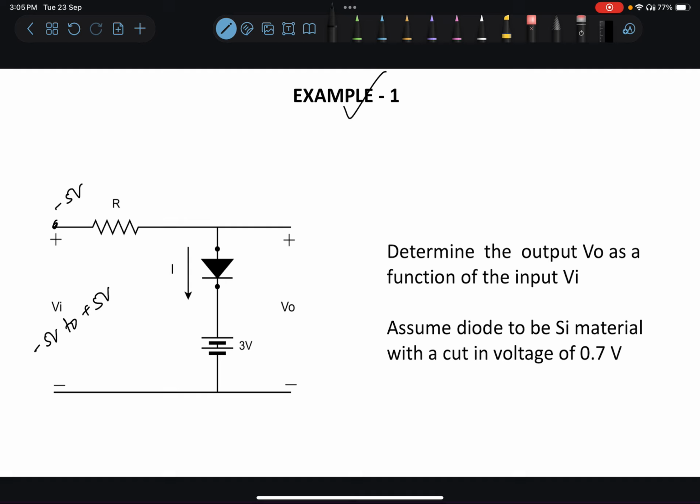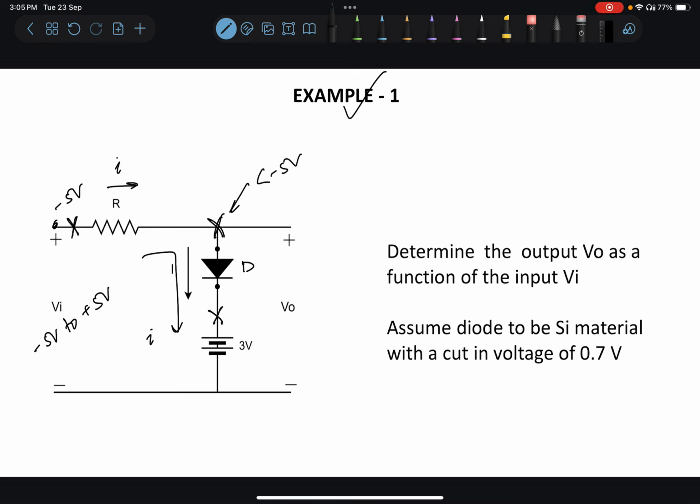There can be two conditions, whether this diode is on or off. So we assume that the diode is on for the time being. When the diode is on, there will be some current flow through the diode, and the current flow direction in the resistor will be in this direction. Since the input is minus 5 volts and current flows from higher potential to lower potential, the potential at this node will be less than minus 5 volts.